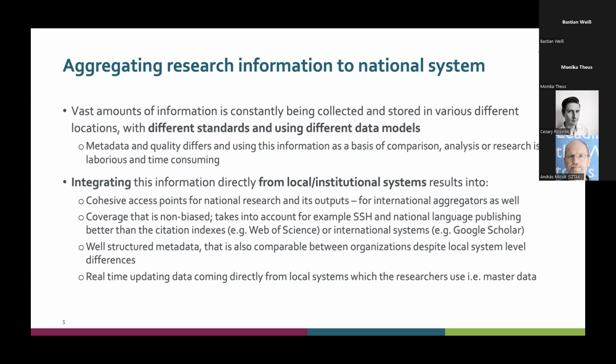And also there is still real-time availability of the data. So in that sense, when we do the aggregations, many of them happen in real time from those local systems directly, used by the research organization staff or the members or the researchers of that organization.